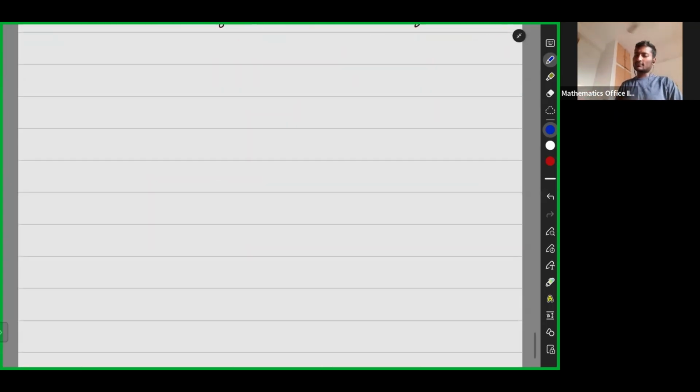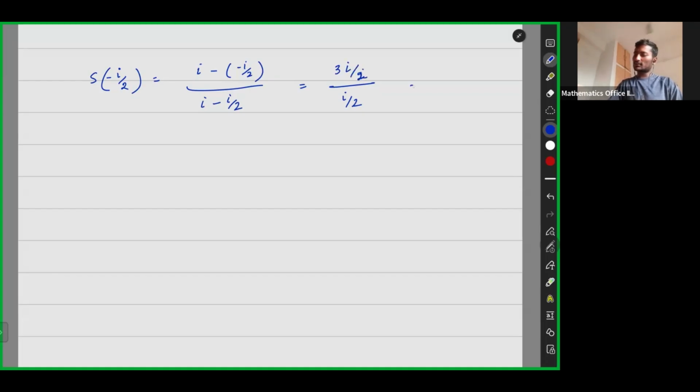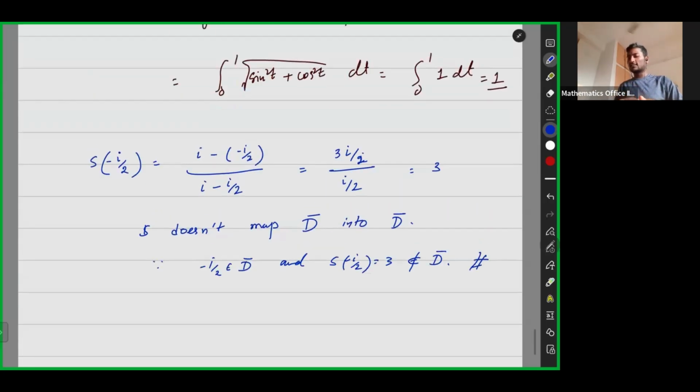What happens? Minus i by 2. Let's do this. S of minus i by 2, where does it go? i minus i by 2 divided by i minus i by 2. In the denominator it is i by 2, and in the numerator it is 3i by 2. So what is it? Just 3. So S does not map D, which is the unit disk, into D closure. Because we got one point: minus i by 2 belongs to D closure, and S of minus i by 2, which is 3, does not belong to D closure.